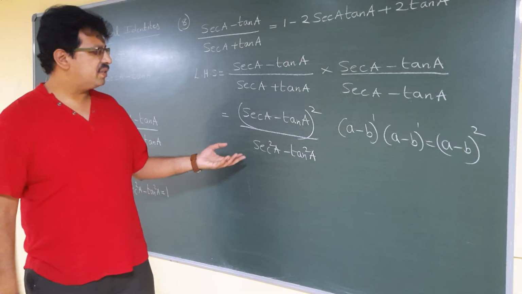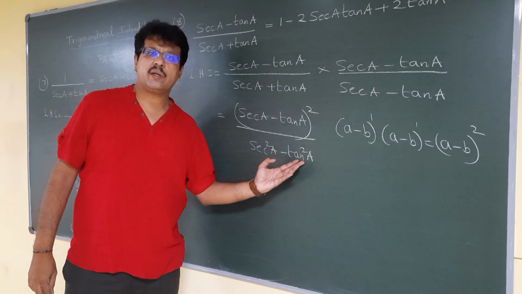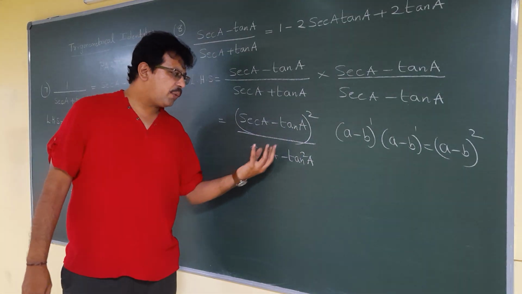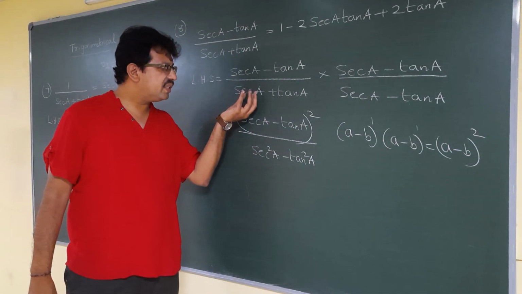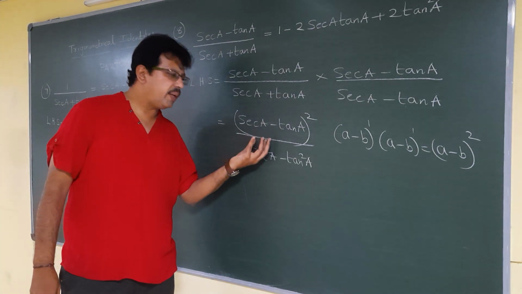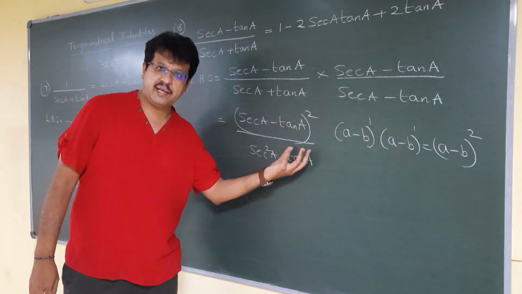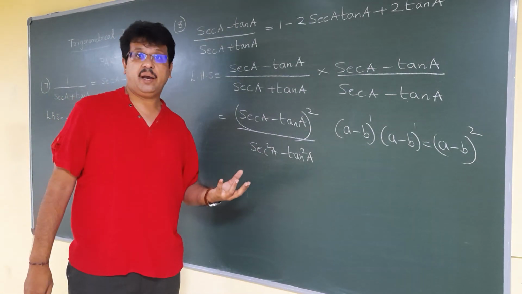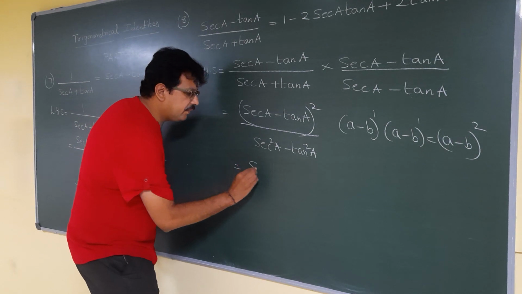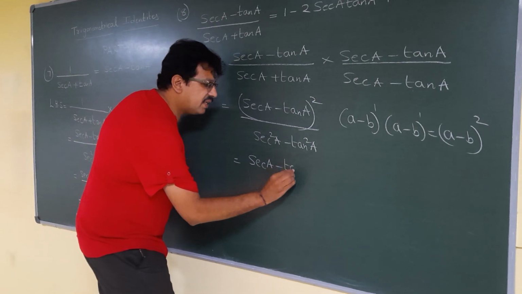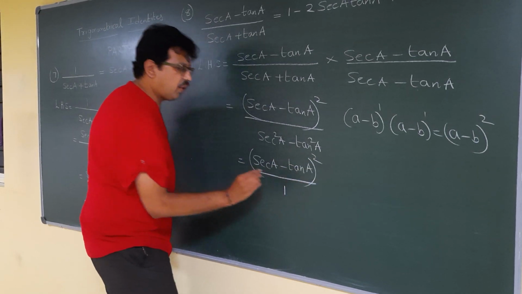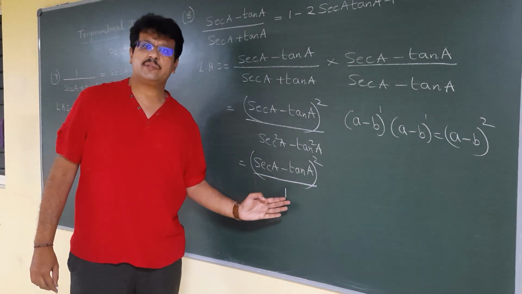Again we are going to use the same formula, a square minus b square. In the previous sum we did, a plus b into a minus b is a square minus b square. Here we are using secant a as a and tan a as b. So a square means secant square a and b square means tan square a. Again the same identity, secant square a minus tan square a is 1. So what we'll write here is secant a minus tan a whole square divided by 1, because secant square a minus tan square a is 1.